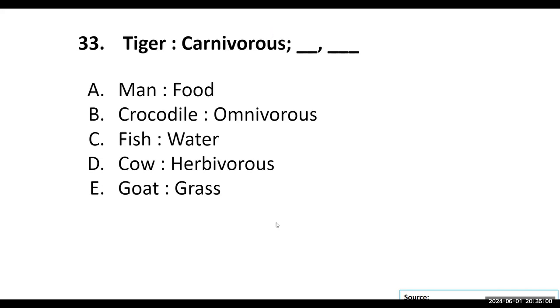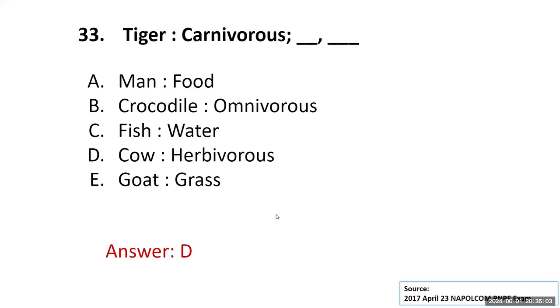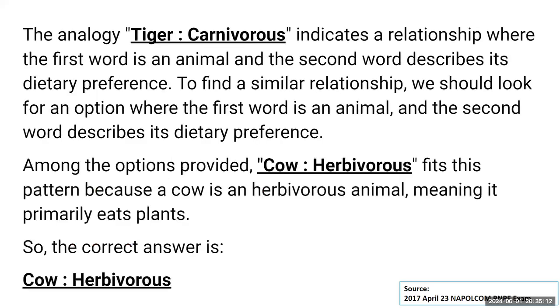Okay, let's answer that. The answer is letter D. Cow is to herbivorous. The analogy tiger is to carnivorous indicates a relationship where the first word is an animal and the second word describes its dietary preference. So we're also going to need a pair of that. Among the options, cow is to herbivorous fits this pattern because a cow is an herbivorous animal, meaning it primarily eats plants.